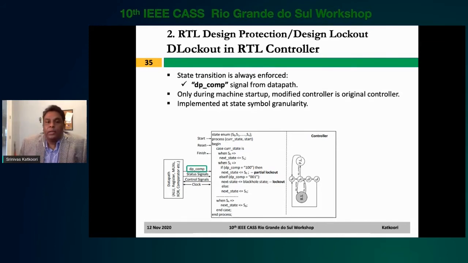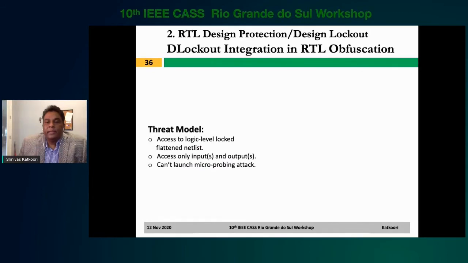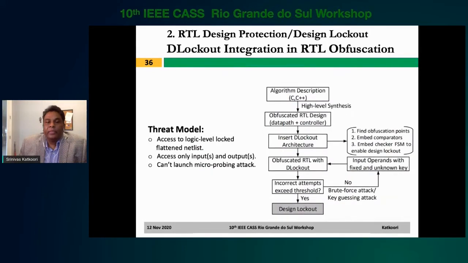So here what we do is that we have testable logic, where you can have a scan chain mode. What we do is we piggyback on the test mode, the scan chain mode, to enter your master key. Okay. So this shows the flow of how we are going to integrate the de-lockout. We call this the de-lockout or design lockout. So how it is integrated with the existing design.